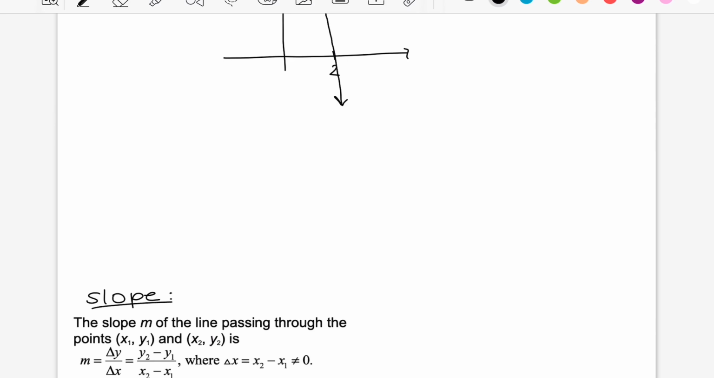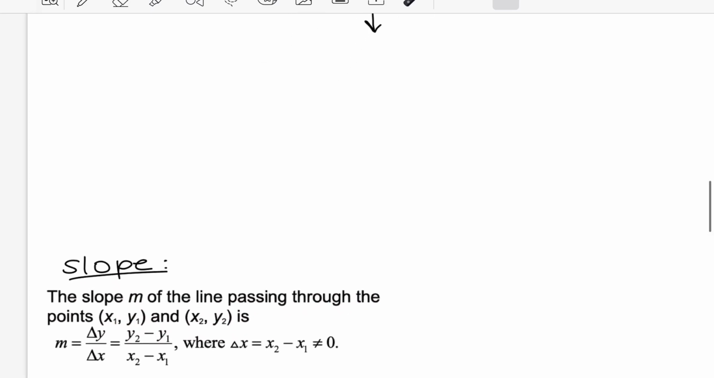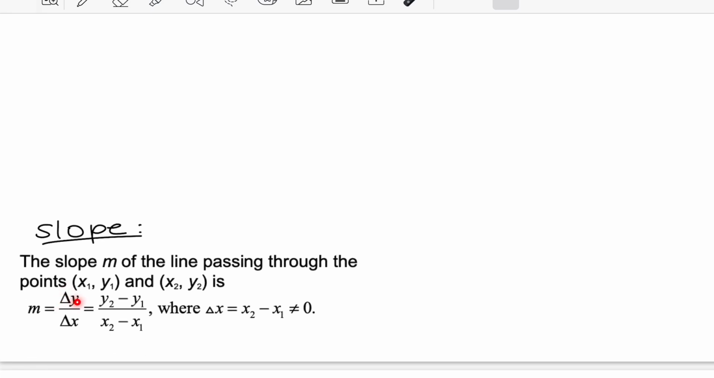But this brings us to our slope here. So the slope, denoted lowercase m, of the line passing through 2 points is going to be the change in our y values, so that's what this triangle means, over the change in our x values. And in order to find the change in our y values, we will subtract them, and similarly for our x values. Now something to note here is that our change in our x values cannot be equal to 0, because of course we can never divide by 0. In that case, our slope would be undefined.